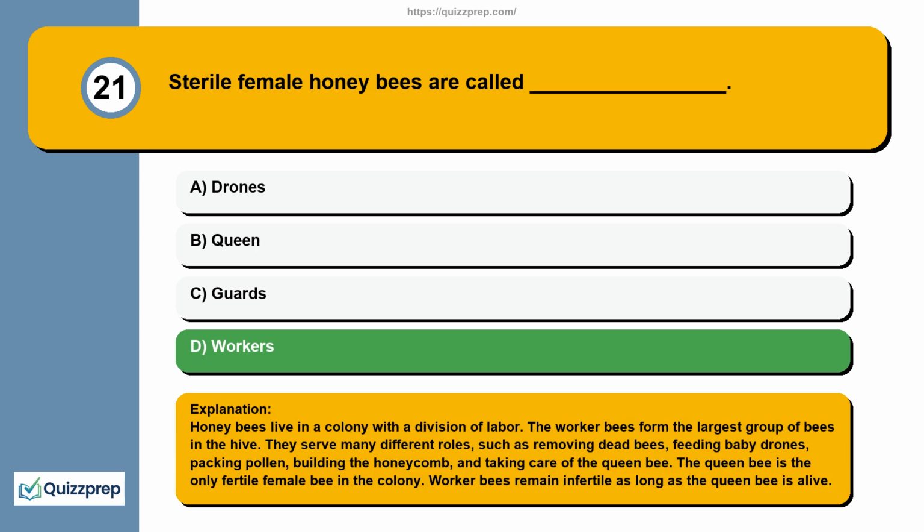Honeybees live in a colony with a division of labor. The worker bees form the largest group of bees in the hive. They serve many different roles, such as removing dead bees, feeding baby drones, packing pollen, building the honeycomb, and taking care of the queen bee.